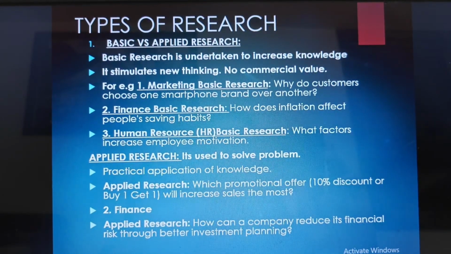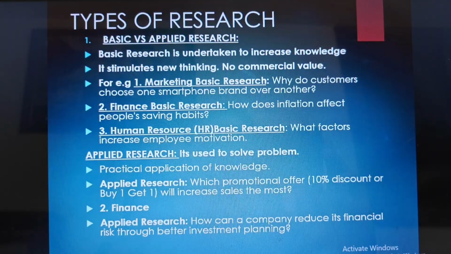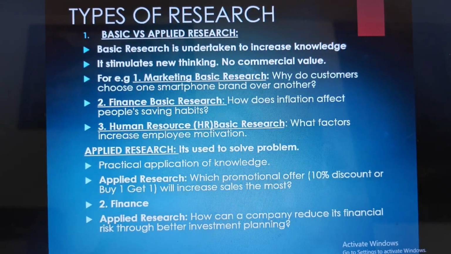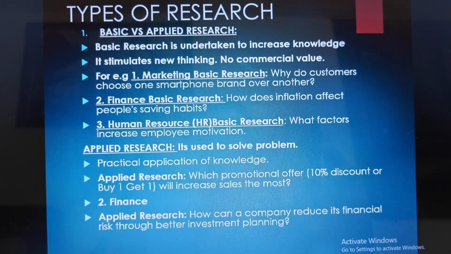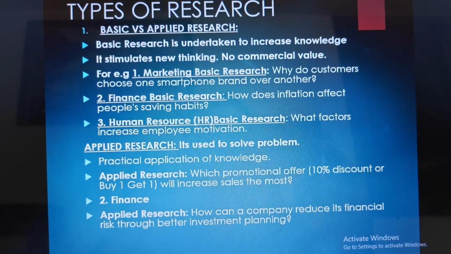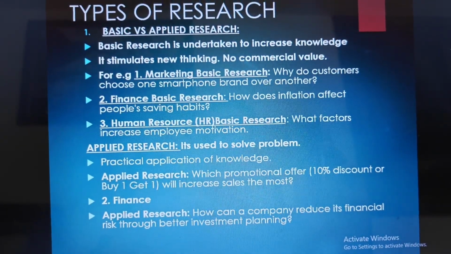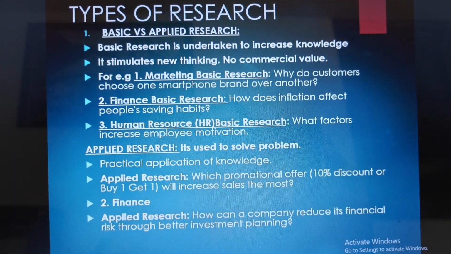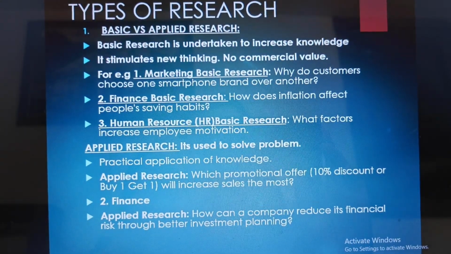Next topic for today is types of research. First type of research is basic versus applied research. What is basic research? Basic research is undertaken to increase knowledge. It means that basic research is one in which a researcher's main objective or aim is to increase the knowledge. It stimulates new thinking, no commercial value.